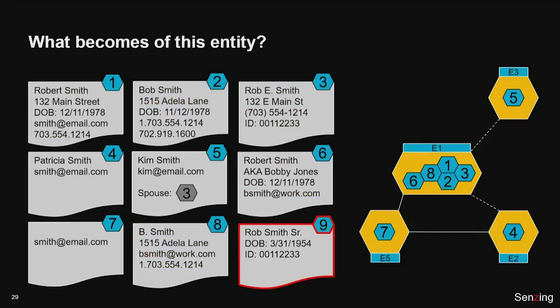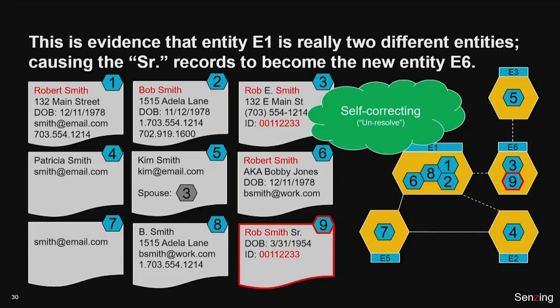What about that? Take a good look. Notice that the ID number is the same as record 3, the name's the same, but the date of birth is completely different than record 1 and 2. This becomes evidence that record 3 is really a senior and never belonged. So when this record shows up, that happens.